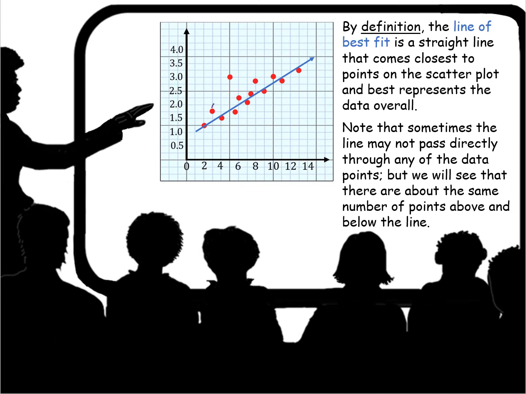We have 1, 2, 3, 4, 5. We're going to consider this one an outlier. So we have 1, 2, 3, 4, 5, 6. That's pretty darn close, and our points are really hugging that line. So it's a pretty good line of best fit for this set of data.